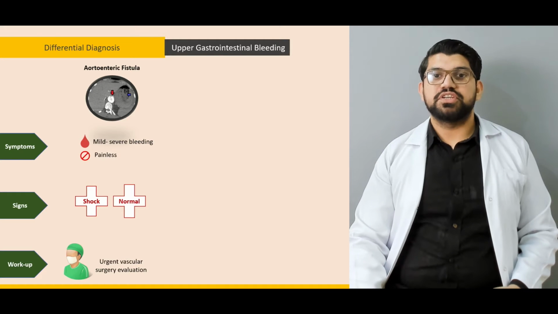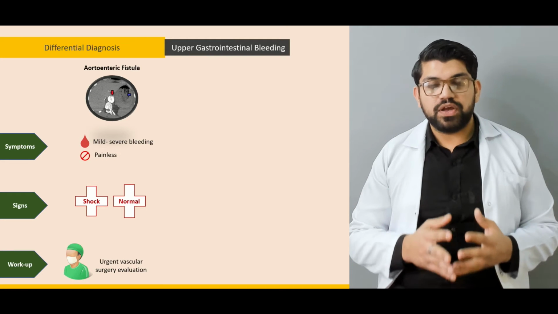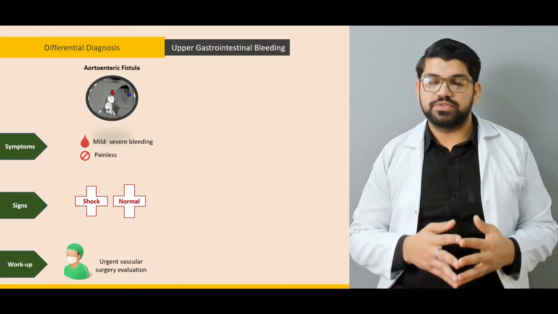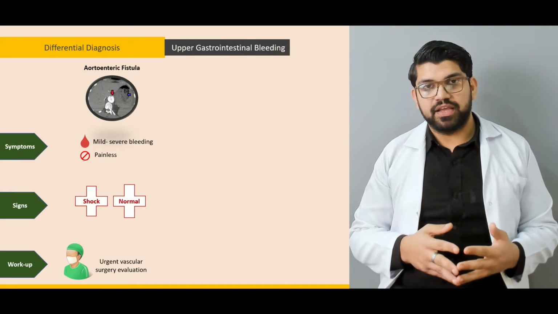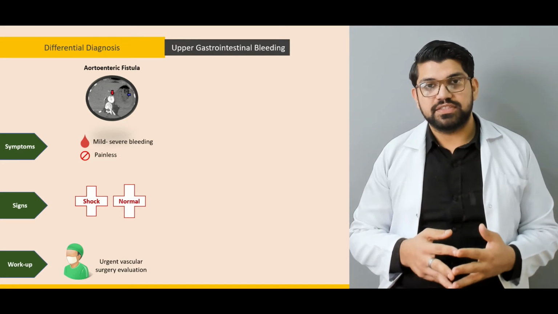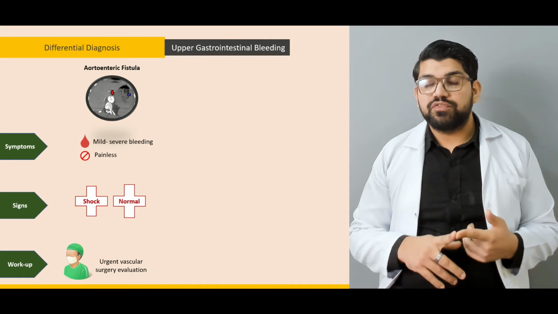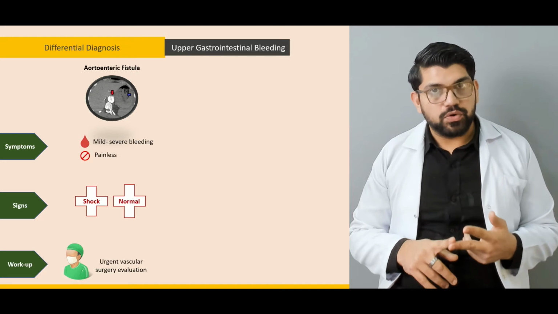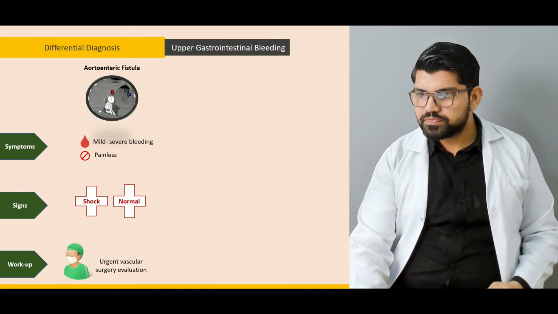Workup: this patient needs urgent vascular surgery evaluation. So aortoenteric fistula is in a patient who has a history of prior abdominal aortic aneurysm repair. This can present to you with mild and severe bleeding. The key point to ponder in this is the bleeding is painless. What you look for: shock or no shock. What to do: urgent vascular surgery evaluation.